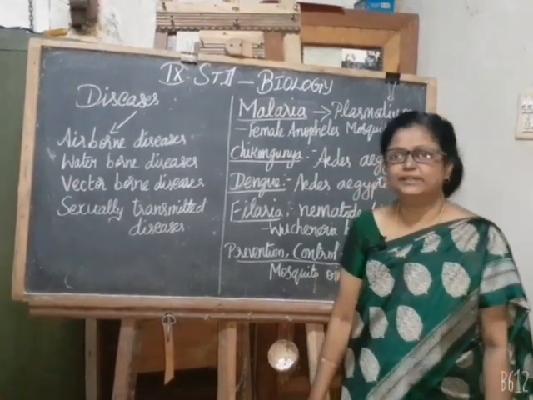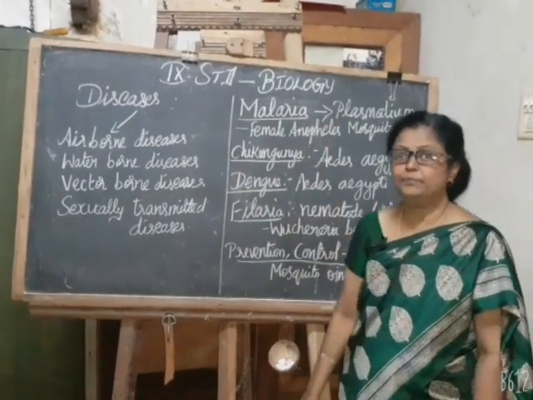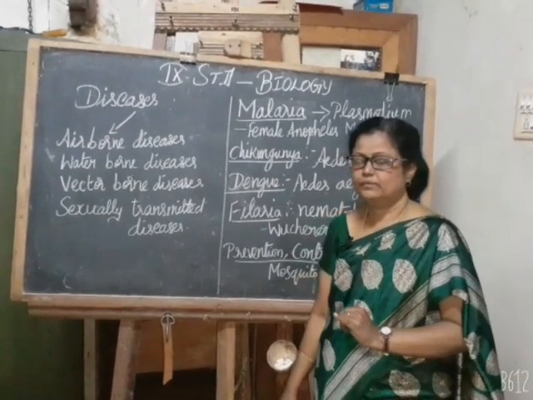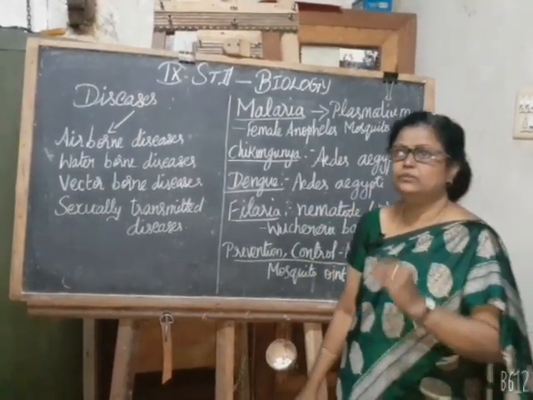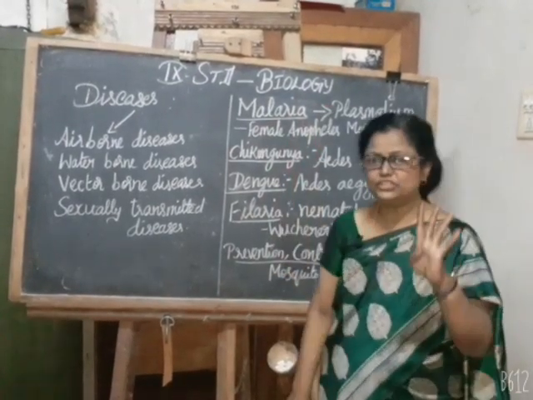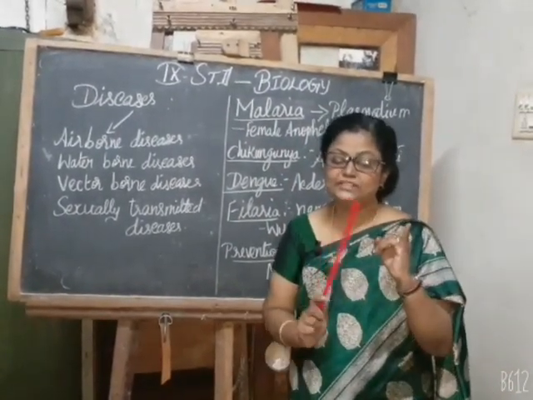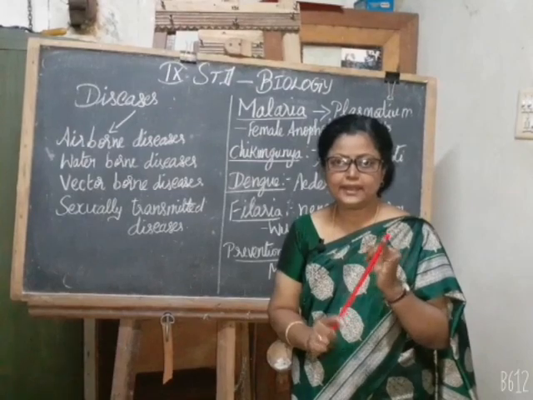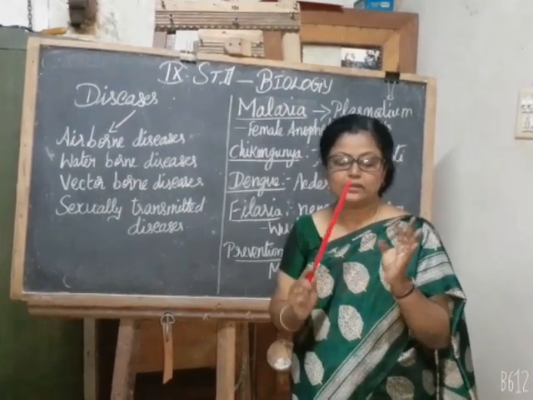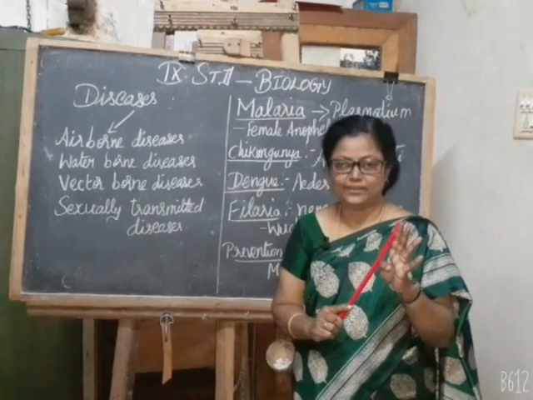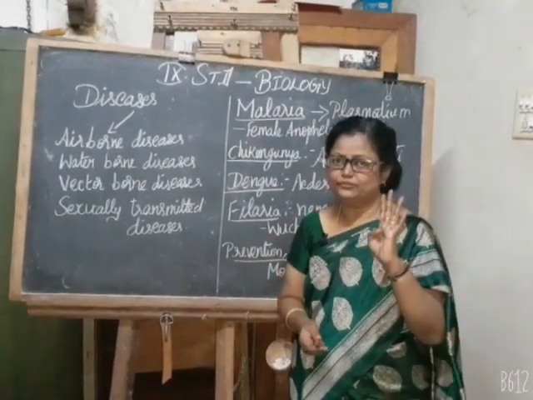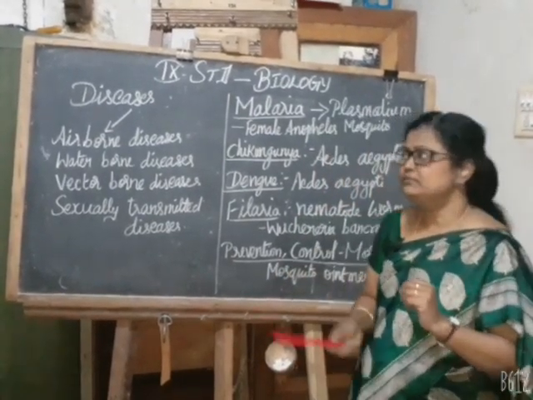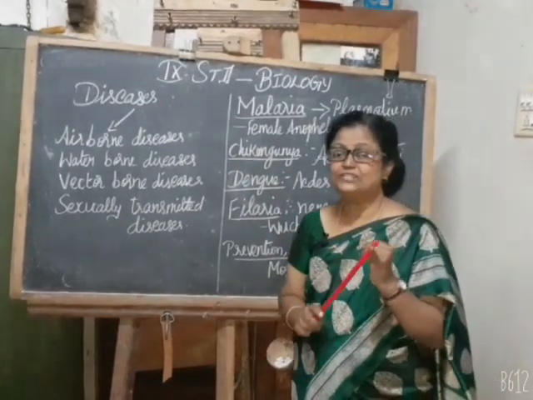Malaria is caused by Plasmodium, that is a protozoan parasite. Okay, important one word answer. There are 4 species of Plasmodium: Plasmodium falciparum, Plasmodium malariae, Plasmodium ovale and Plasmodium vivax. Okay, 2 marks question, the 4 species of Plasmodium, important question. The fatal disease is caused only by Plasmodium falciparum.